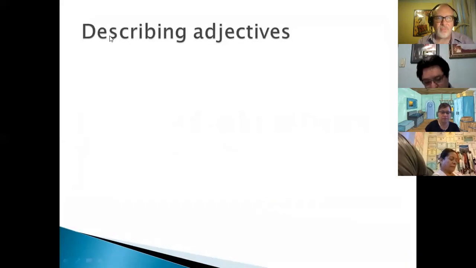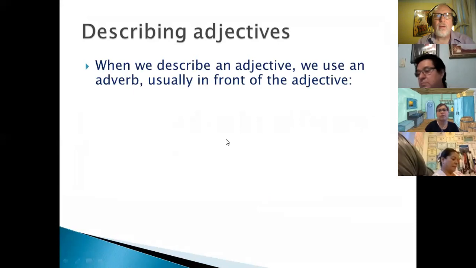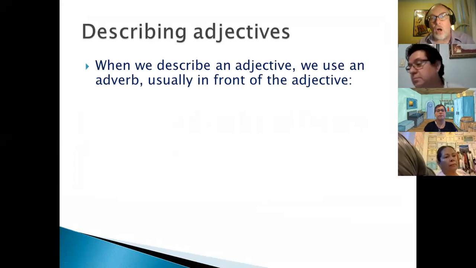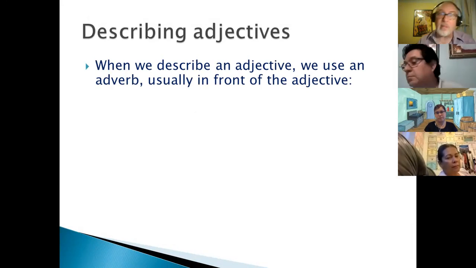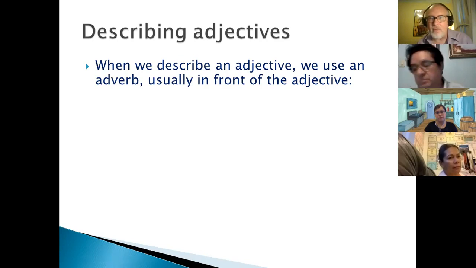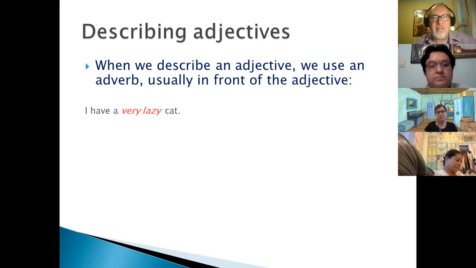Describing adjectives. When we describe an adjective, we use an adverb. Remember, if I have a word like tall, right, I can say, well, how tall is he? Oh, he's really tall. Or if I have a word like hungry, how hungry are you? I'm very hungry, right? So, for example, I have a very lazy cat. Very is an adverb describing lazy. That's true, by the way. My cat is very lazy.